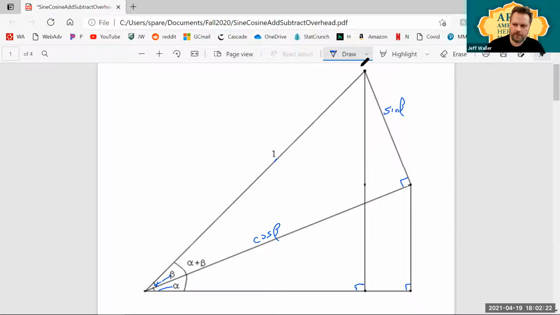What's nice about this triangle? What's its hypotenuse? 1. Again, the sides should be really simple, but what is the angle that I'm going to reference for these sides? What's the angle of the big rectangle, I mean, triangle? Alpha plus beta. Alpha plus beta.